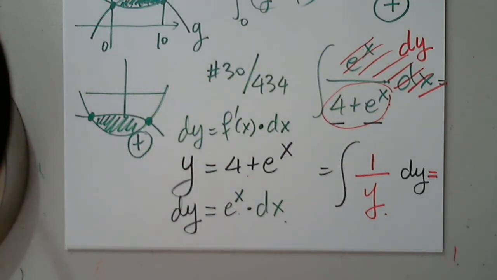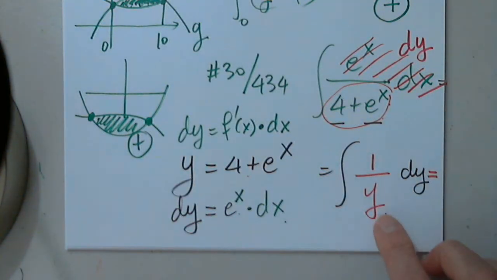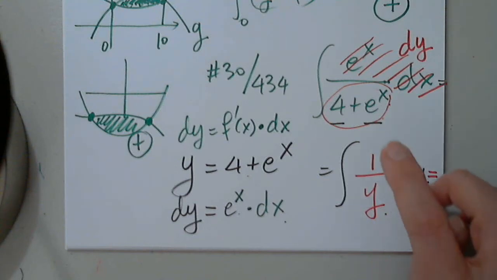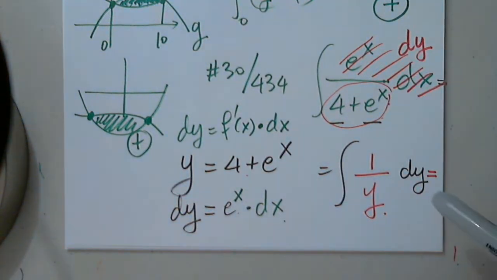So why is it 1 over y? Is this in the denominator? Yes. So I have to have it in the denominator. Is there anything else left in the numerator? No. And I cannot put 0. I could never put 0, because if I put 0, the whole thing is 0. And that's not what I started with.